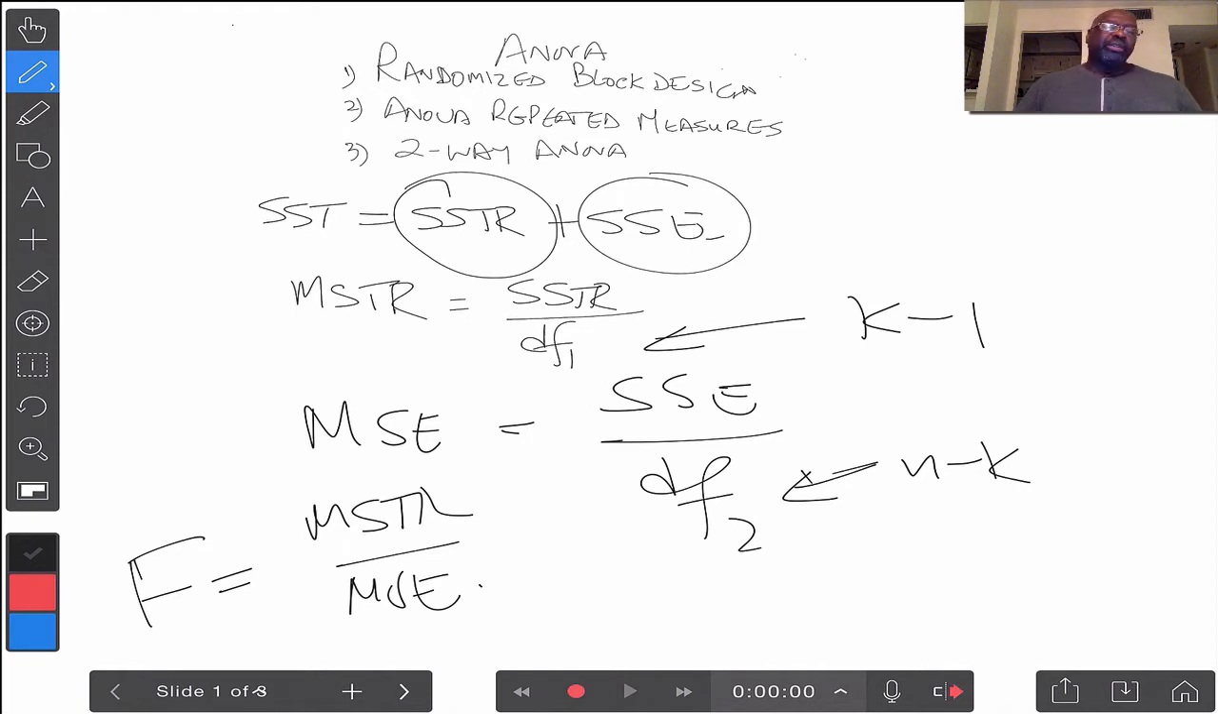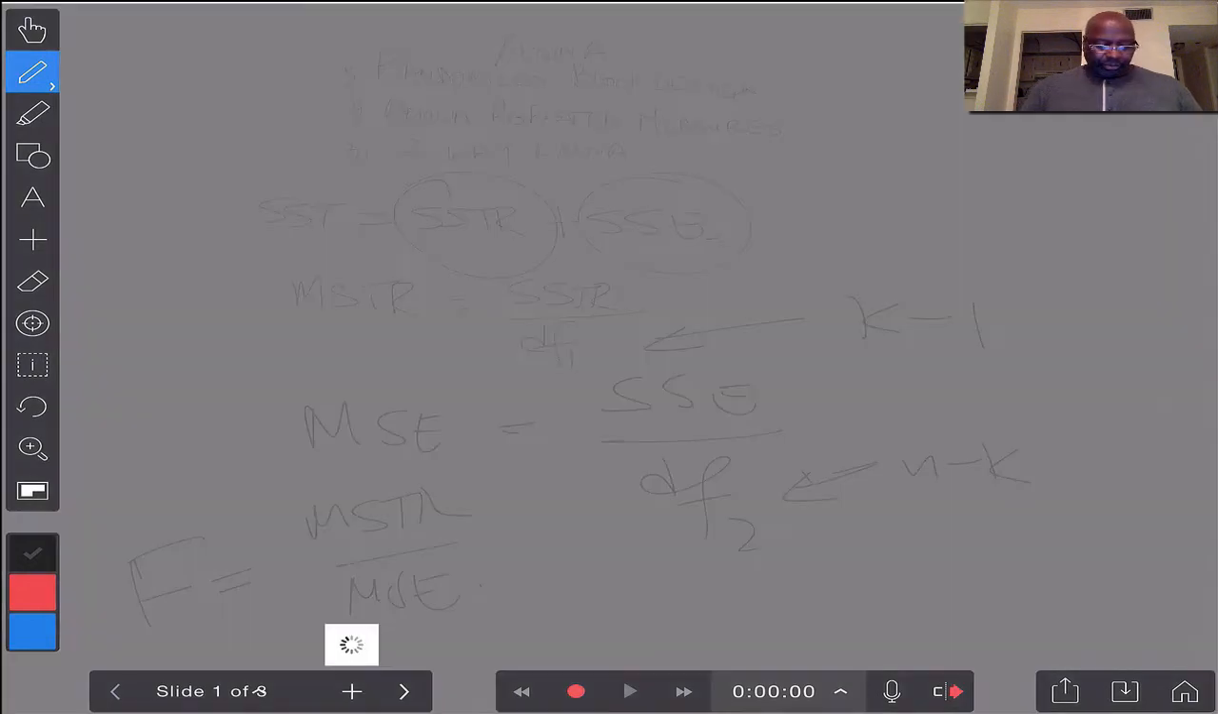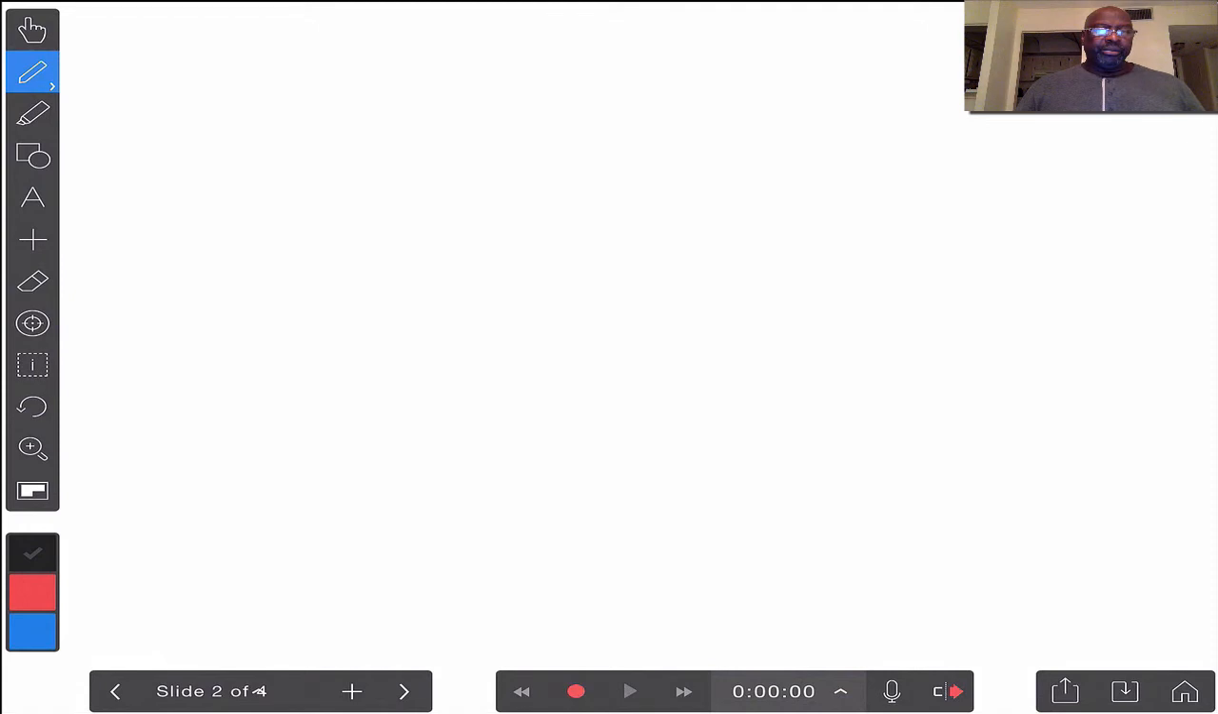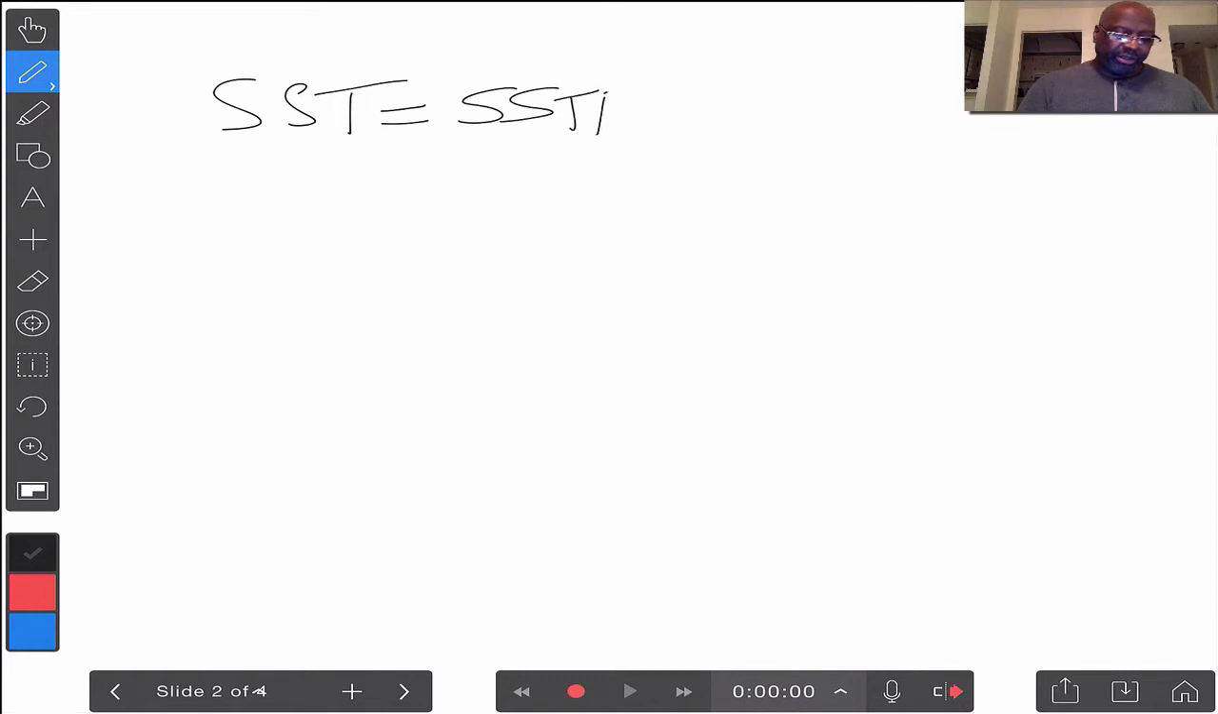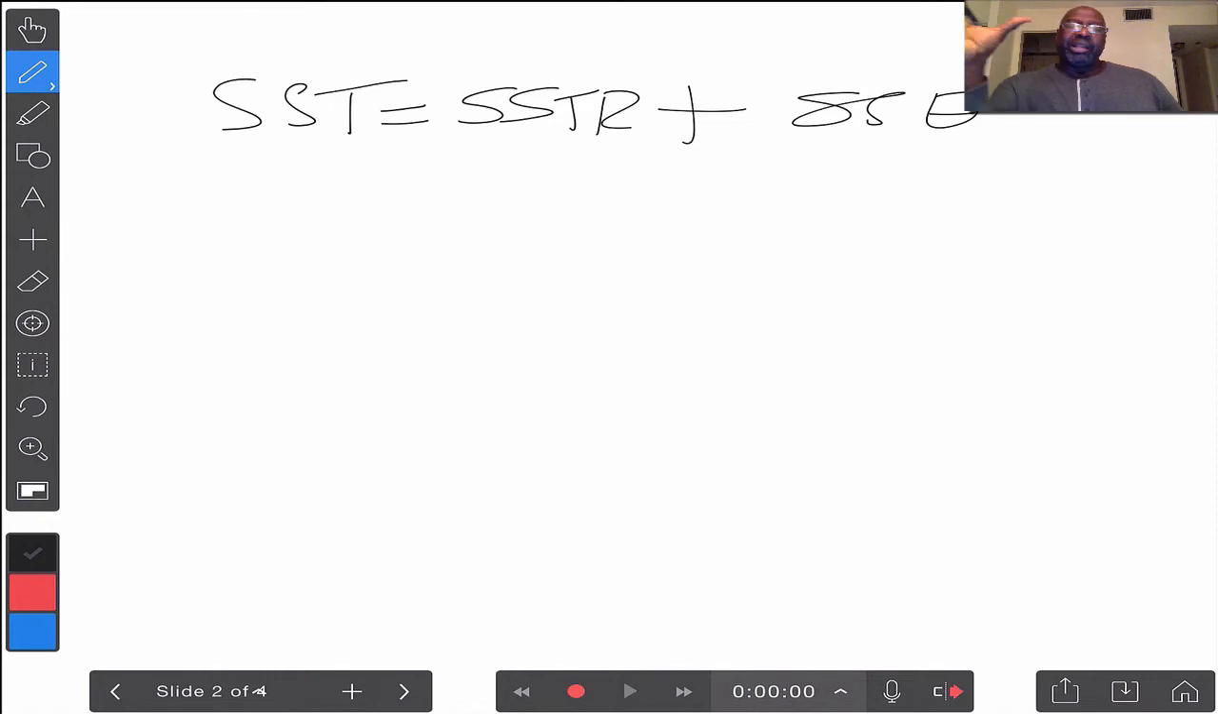Now, what's different now with the two-way ANOVA? Let's take a look. So with two-way ANOVA, going back to our formula, we said that total variation is made up of the variation due to the treatments plus the variation due to the error. By using homogeneous samples or groups that we keep repeating the experiment with, we could now further isolate another level of variation, and that is the variation due to the blocks, what we call the blocks.